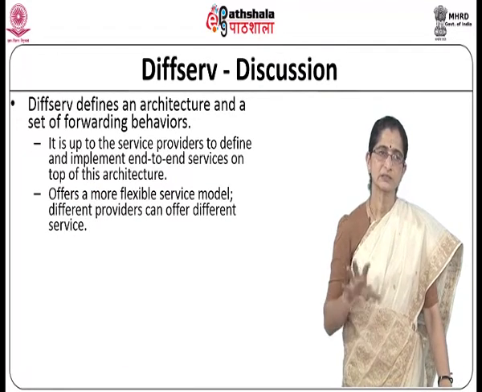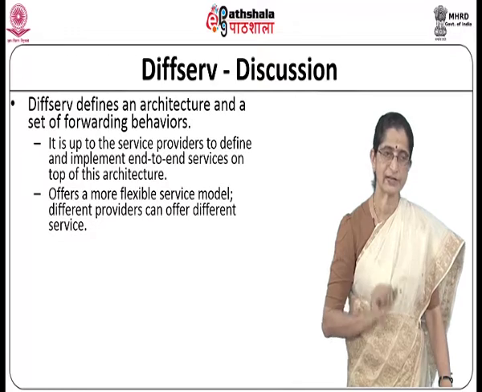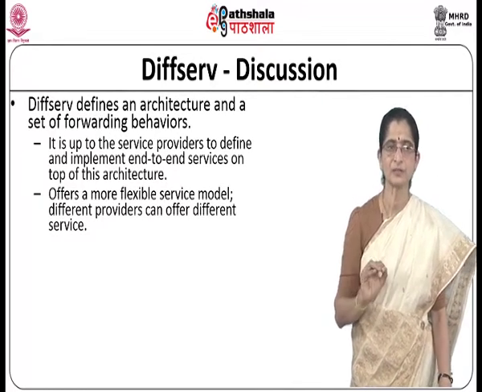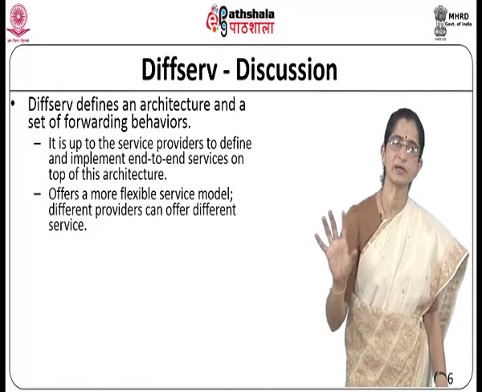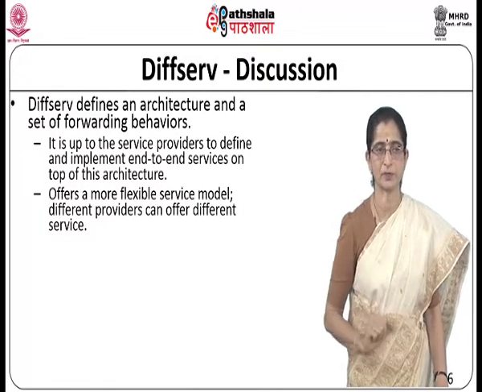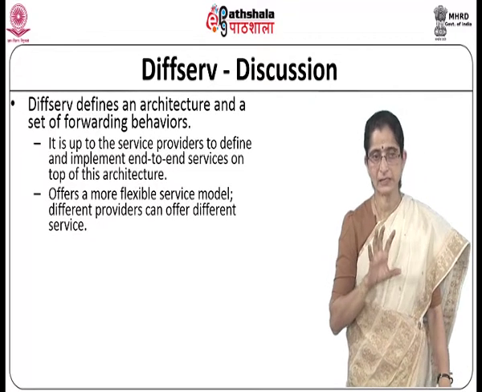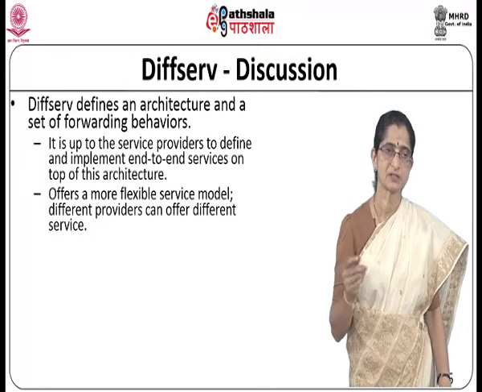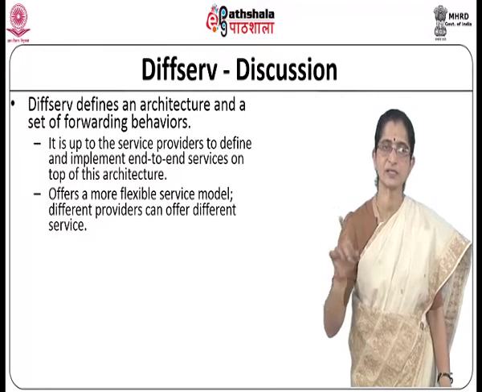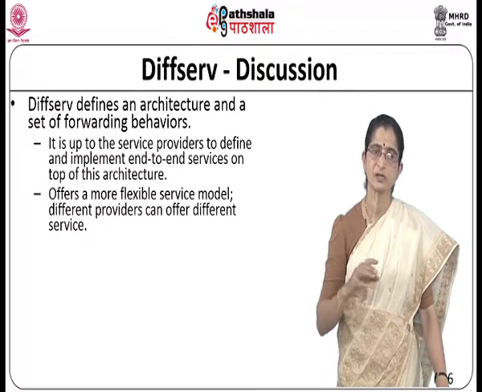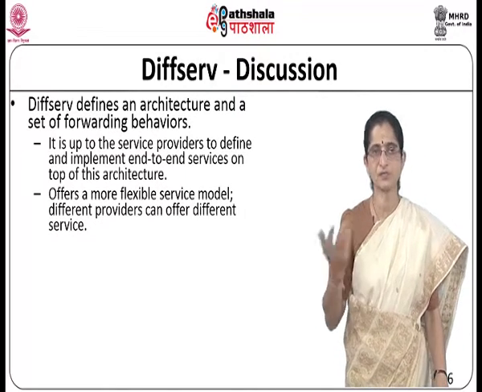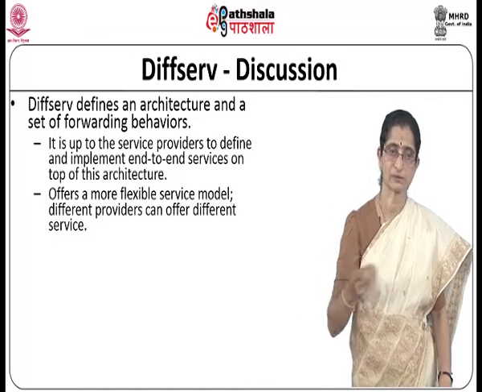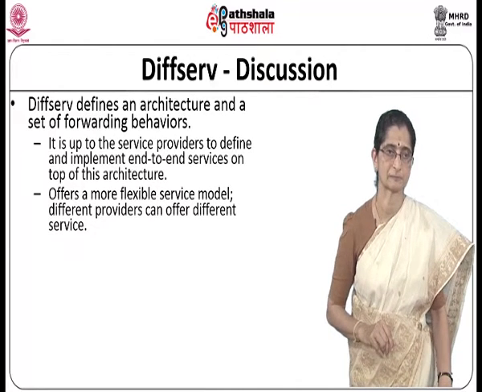So what DiffServ does, in order to take care of all these things, is it basically define an architecture and a set of what are called forwarding behaviors, that is, how the packets must be forwarded. It does not give any details of how these are to be implemented. Which means it is up to the service providers to define and implement the end-to-end services on top of this architecture. So it's a more flexible service model, because different providers can offer different services and they can implement them in different ways. So you have flexibility in terms of how this is implemented.